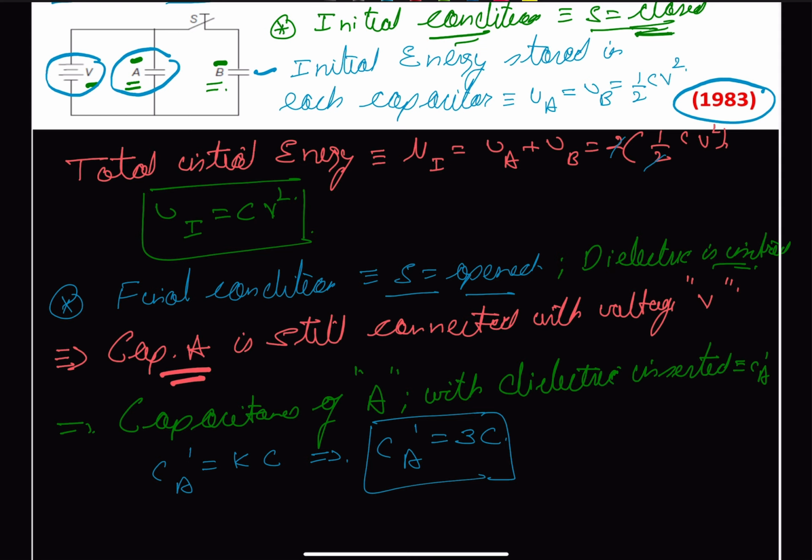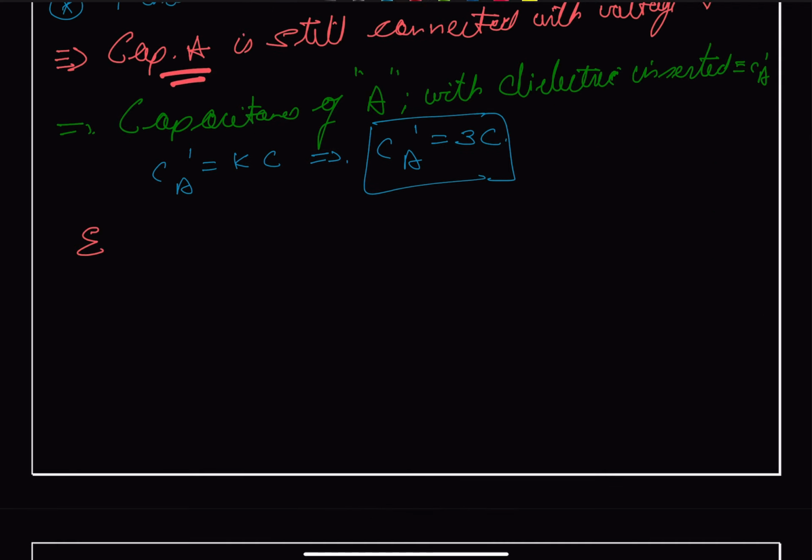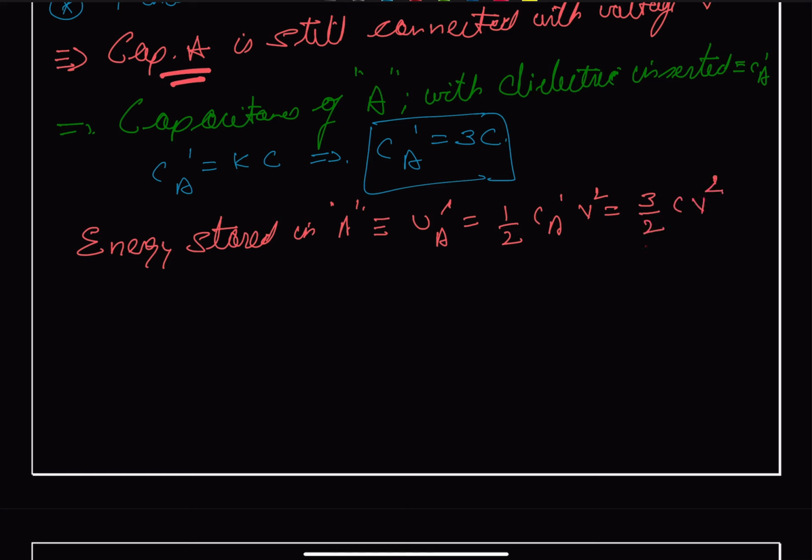Therefore, the final energy stored in capacitor A, let us call this UA prime, will be equal to half Ca prime V square, and this will be equal to 3 by 2 CV square. So this is the energy stored in capacitor A.